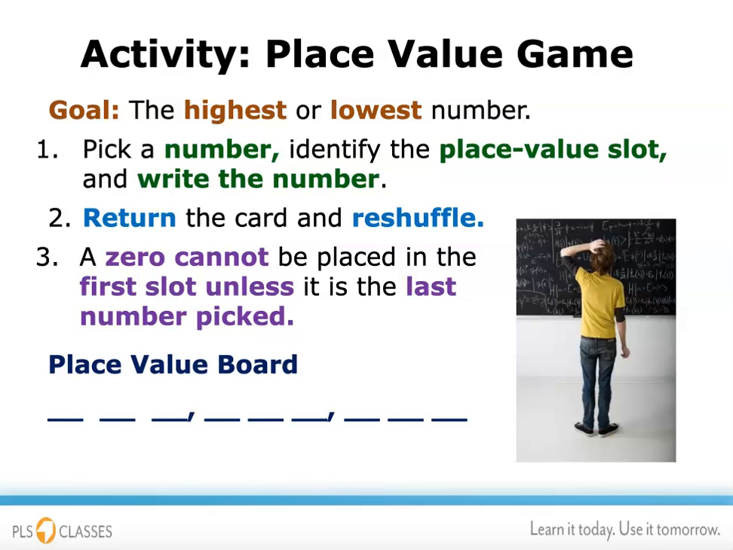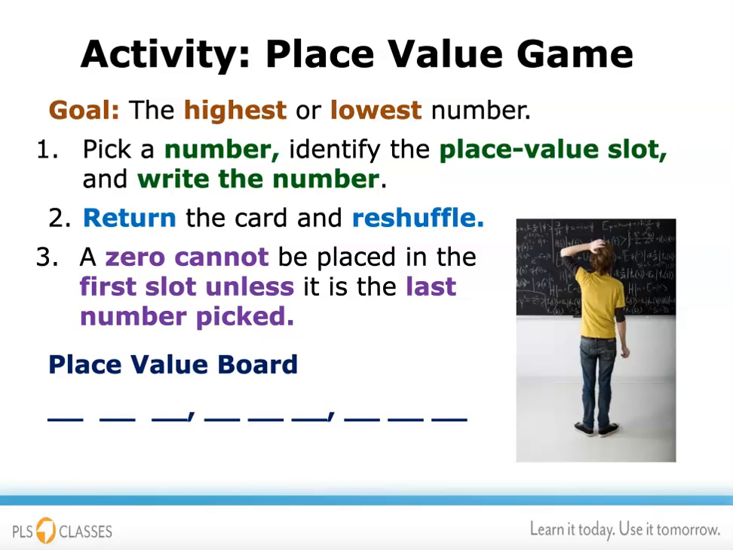The place value game requires students to make strategic decisions about where to place numbers in a sequence. For this activity, the goal is for your team to get the highest or lowest 9-place number. Determine a player order for the members of your team.